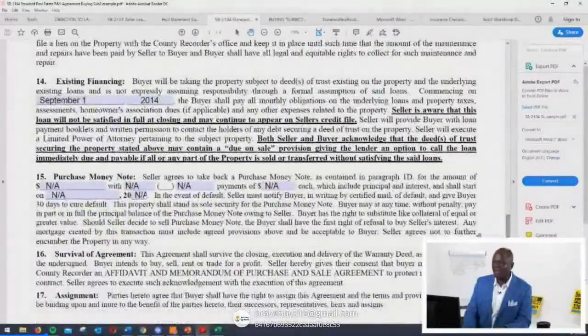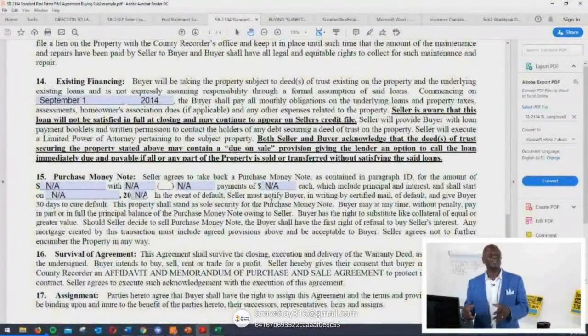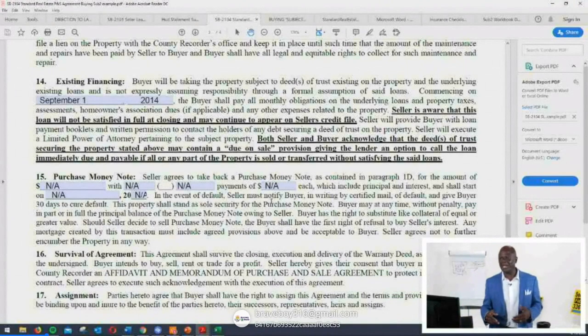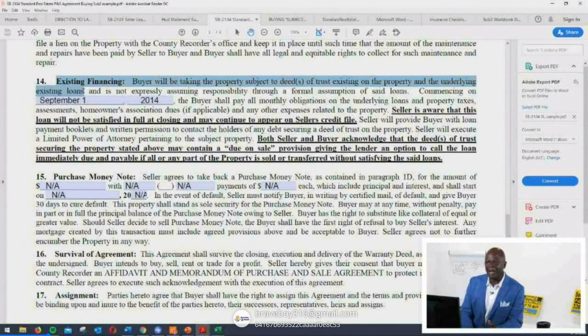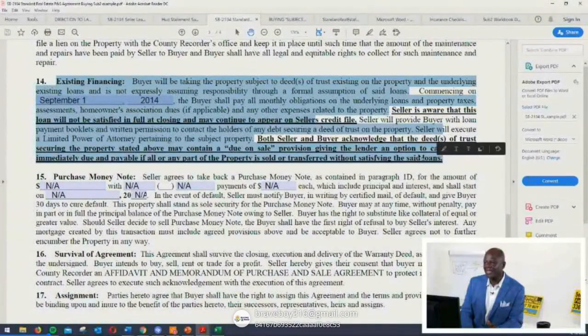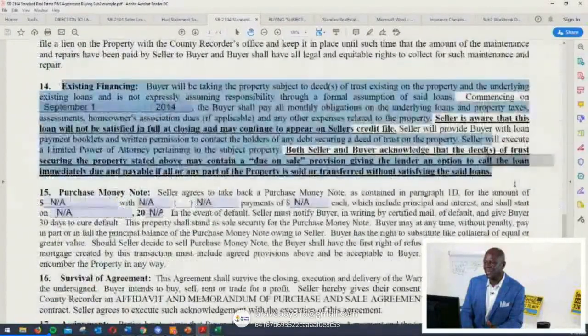All right. Paragraph 14 says that we're telling them from the outset in the contract that we're taking their property subject to the existing financing. This is very important, guys, because you're letting them know up front. So this is initial disclosure. I'm not buying your house by traditional means. We're buying it subject to your existing financing.